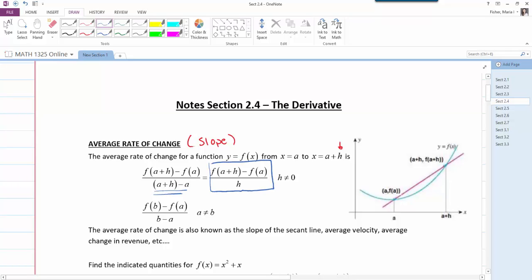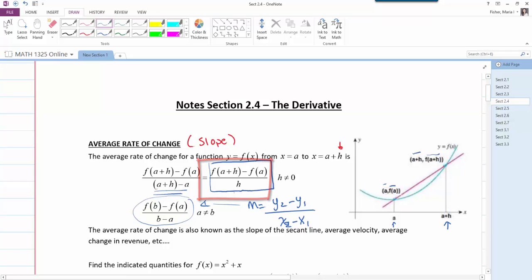Well, again, this is really just slope. You may have seen this before in an algebra class: the slope of a line, m, equals the change in your y's over the change in your x's. It's the same thing going on here. If you've got some function f of x and you want the average rate of change from a to a plus h, it's f of a plus h, the y value, minus f of a, the y value, all over a plus h minus a, the x values. And the a's cancel.